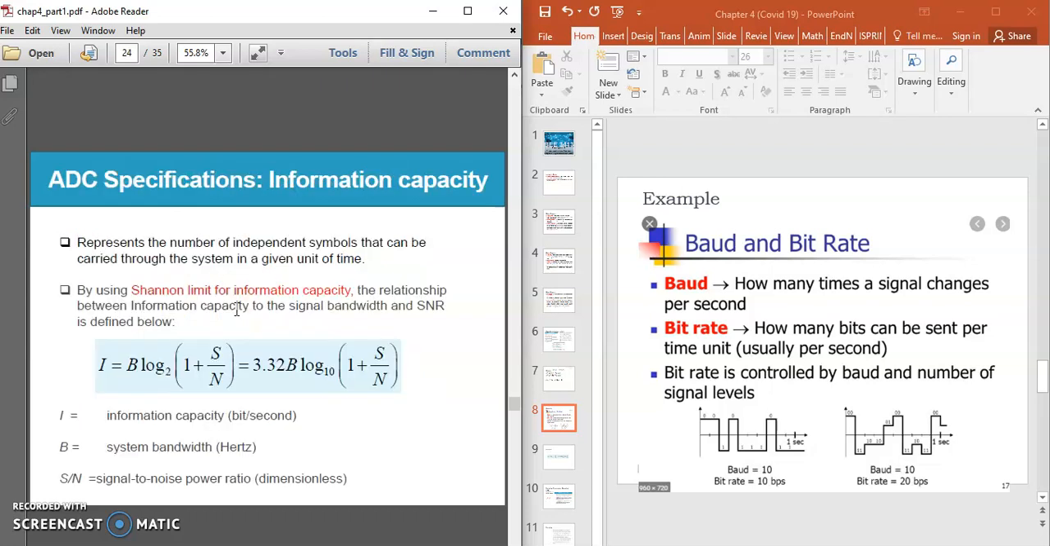Now ADC specification, information capacity. Remember, we have the information capacity; you cannot send a lot of data. We have a maximum capacity to send the data. Remember this formula: I equals B log2 (1 plus S over N). What is S over N? Signal to noise power ratio.